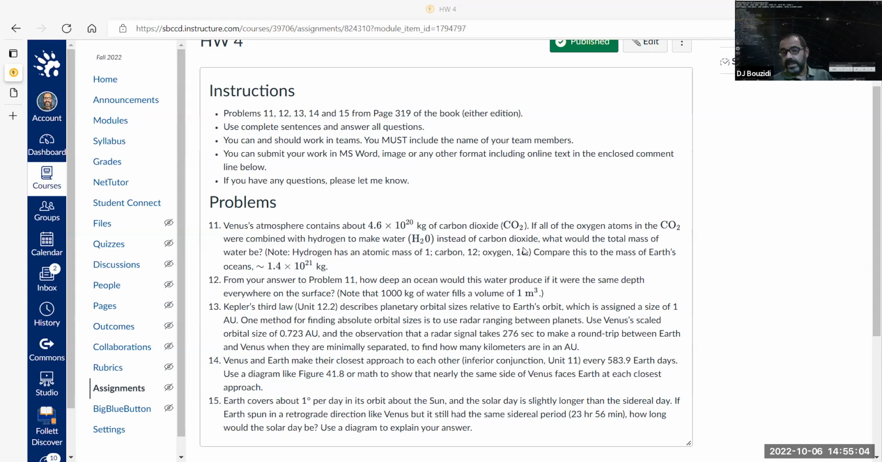Now, it doesn't mean that you solve the problem, because you don't know how to take all of the carbon dioxide and make it into water. But if somehow you do, this is what you end up with, okay?